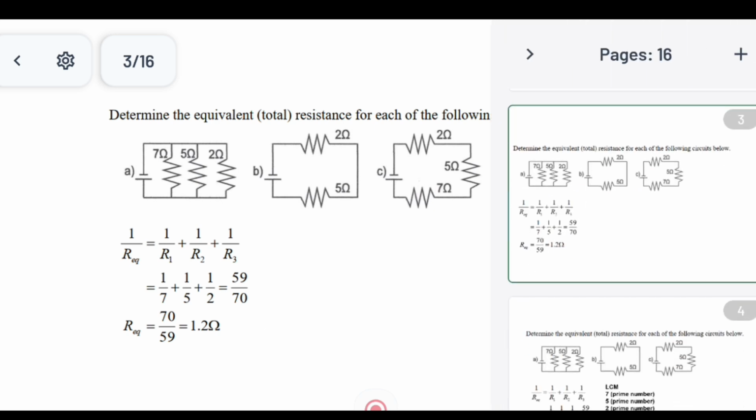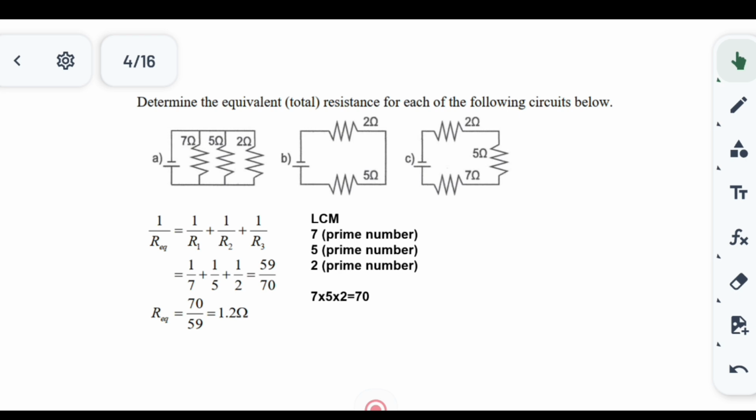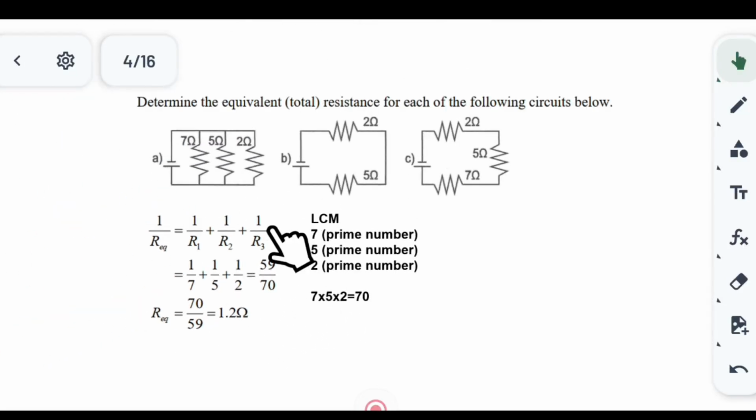The first step is you get the least common multiple. To get that, you have to find the prime numbers. So, you have 7, 5, 2 as your resistances, and all of these are prime numbers. Then you have to get the product of them, meaning you have to multiply. 7 times 5 times 2, that will be 70. That is why the 70 here will be the denominator.